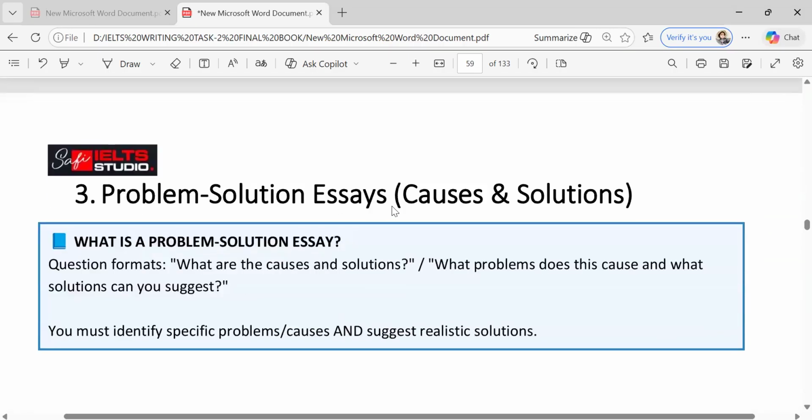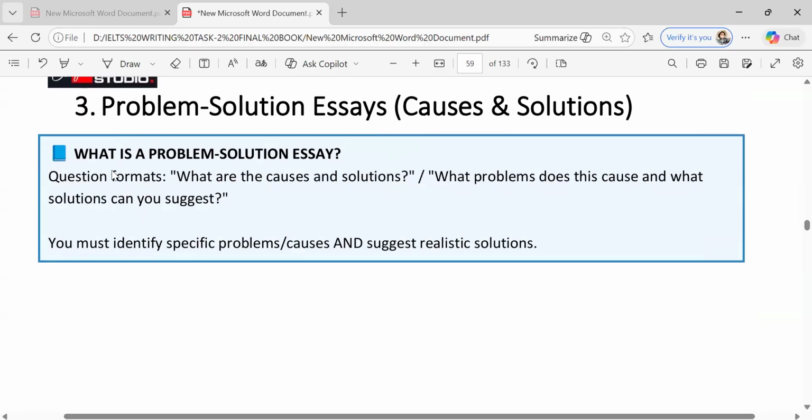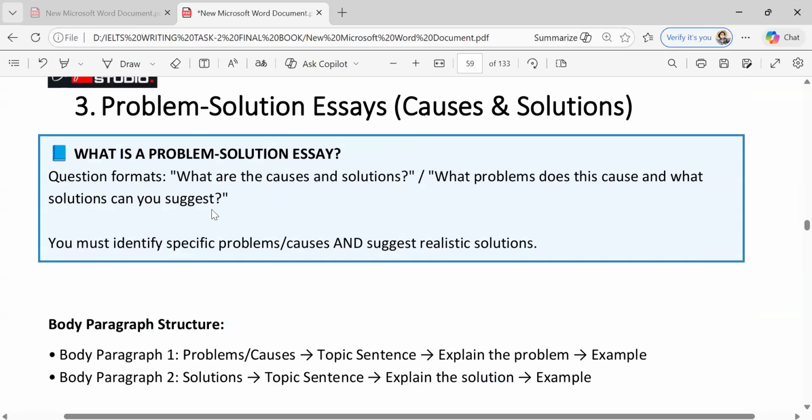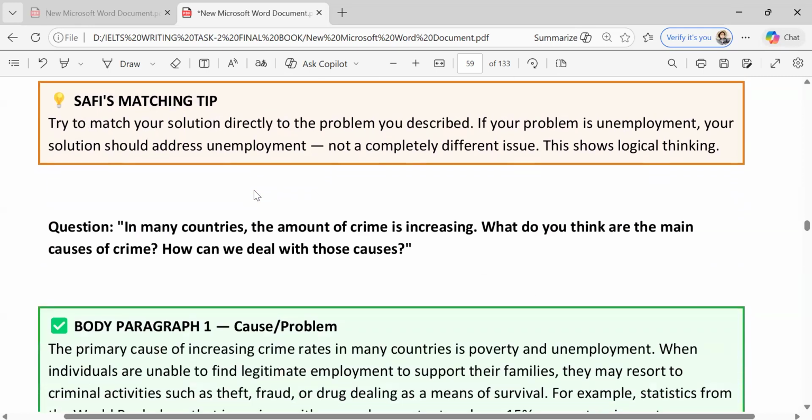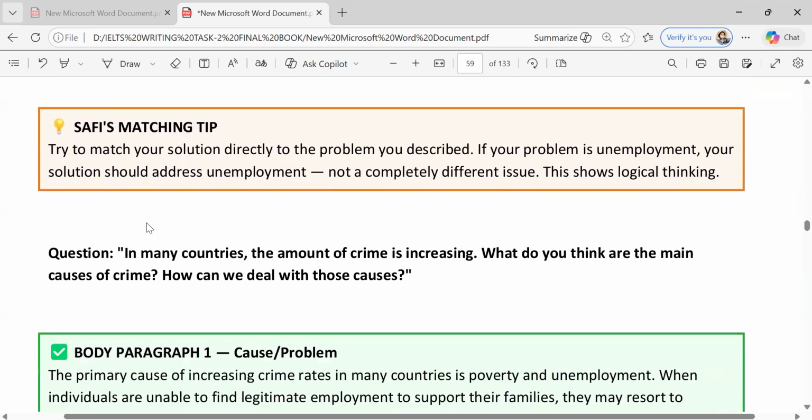After this, you may have a problem and solution essay. So in a problem and solution essay, you do understand there would be two main body paragraphs. The first paragraph would be about problems, and the second paragraph on solutions. But one point you need to keep in your mind always: try to match your solution directly to the problem you described. For example, if the problem is about unemployment, your solution should address unemployment, not a completely different issue. This shows clear logical thinking.